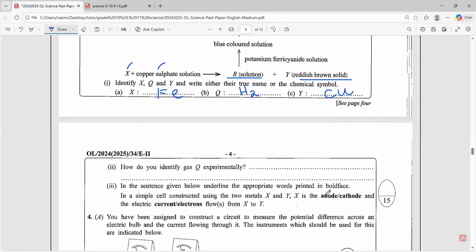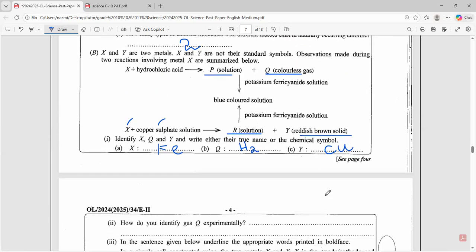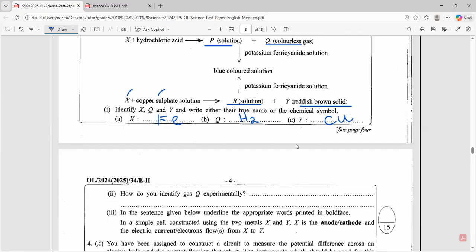How do you identify the gas Q experimentally? So hydrogen gas, how can you identify? You have to insert a lighted splint. What's the observation? Burns with a pop sound, remember? You have to insert a lighted splinter, not glowing. It has to be fire. Then what happens? It burns with a pop sound. Then we can say that it is hydrogen gas.